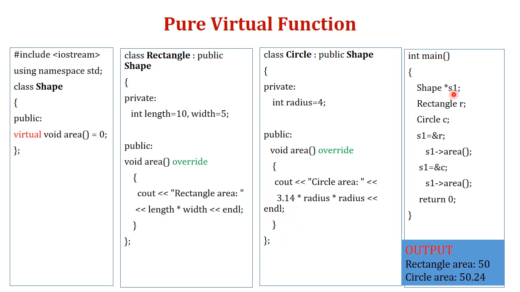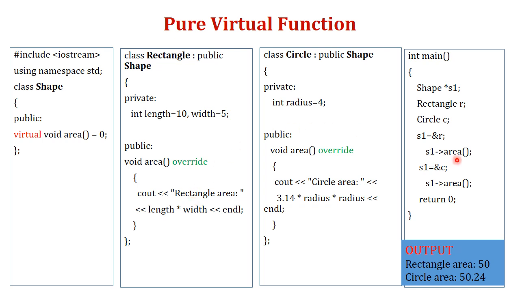So now here the pointer variable is created from the Shape, and then one more object, R, is created from the Rectangle, and then one more object, C, is created from the Circle. So now S1 holds the address of R. It means the pointer will point to the rectangle object. So now S1 dot area means what? Automatically the control comes to here. So the rectangle function overrides the superclass. So now it will execute here, and it will print the rectangle area.